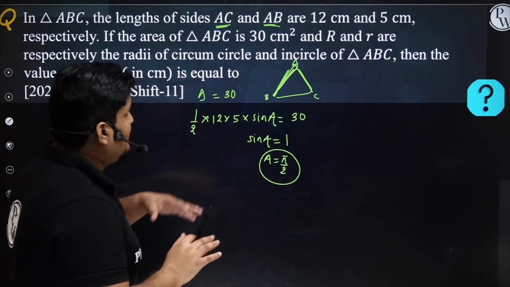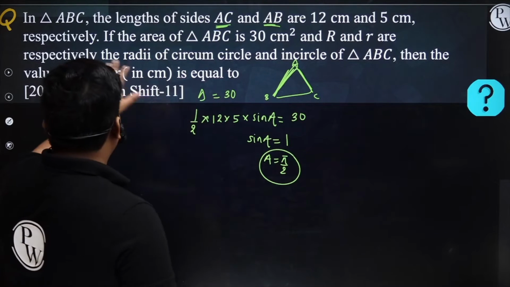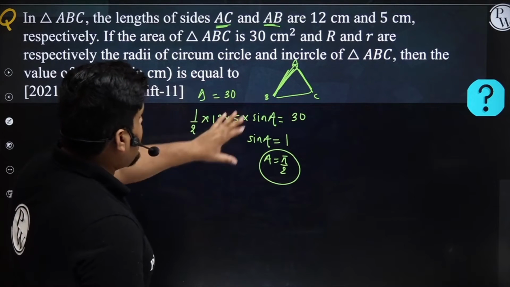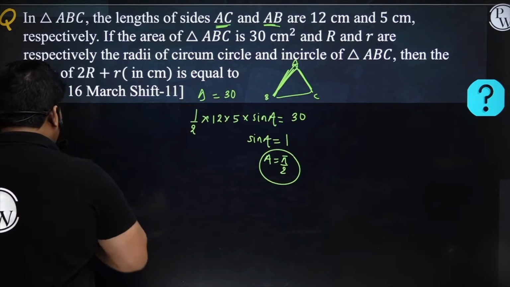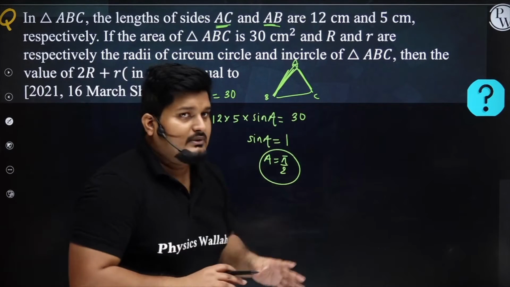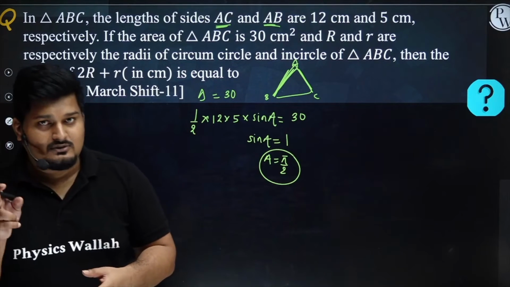Now what next is to be done? Capital R and r are the radii of the circumcircle and incircle. Then find the value of 2R plus r. You see, this time they have definitely asked a question on the circumradius and the inradius also.